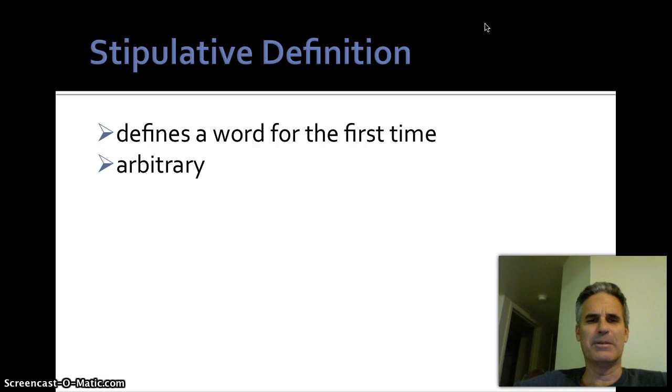It's a horrible name. It sounds like something out of Star Trek. Anyway, it's arbitrary. You can't say, well, no, that's not what a glork is, because I just made it up.